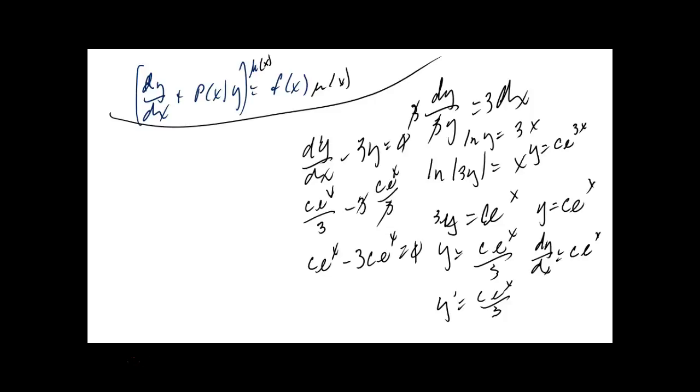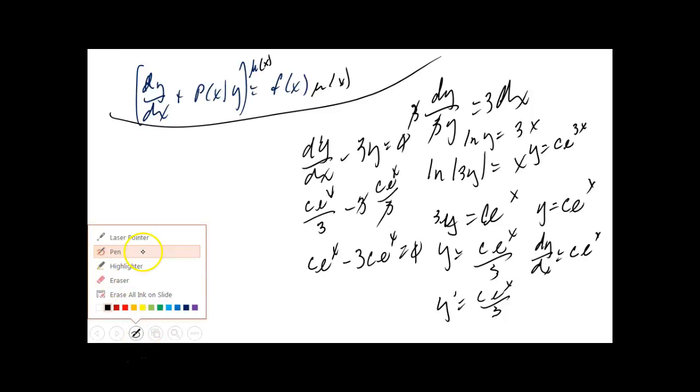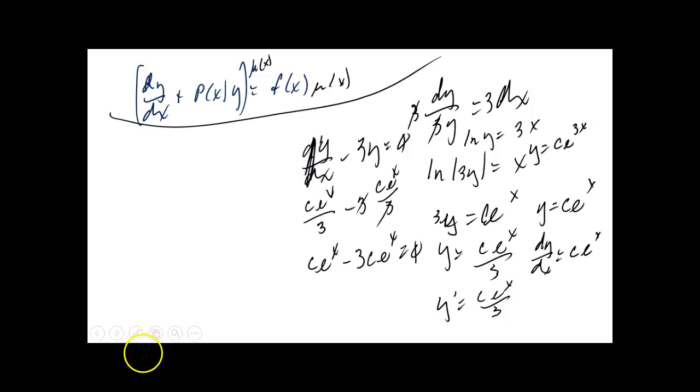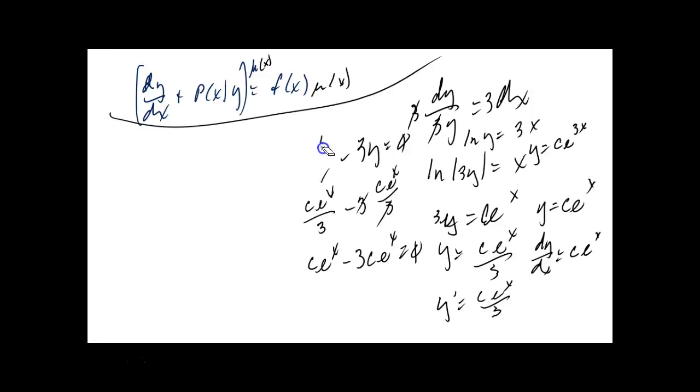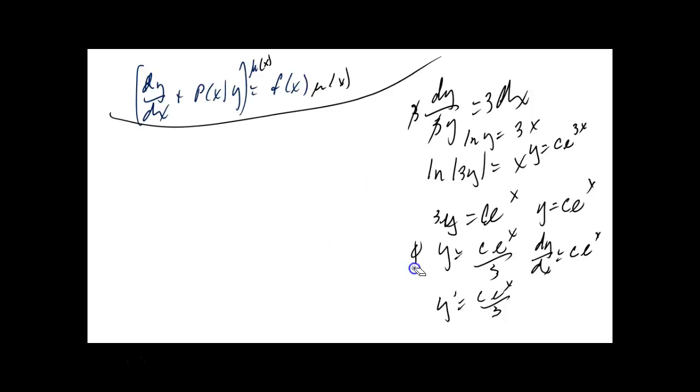So that's your answer. So let me erase all the rest of this garbage. Sorry about that. So y is equal to C e to 3x, and then y prime would be C e to 3x over 3. Y prime times 3. Right? See, this part is out of there. This part is out of there. All this is out of there.